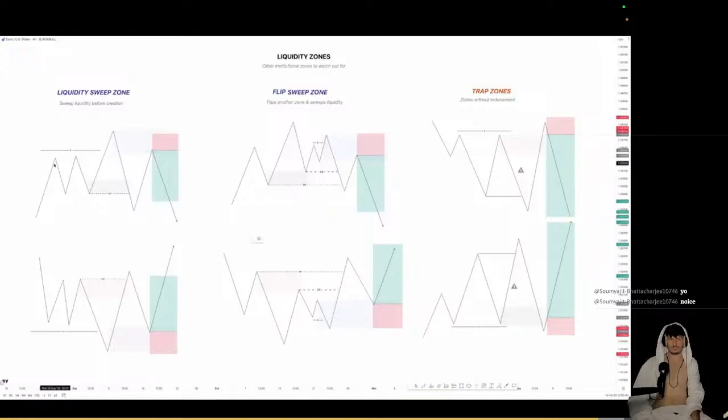Later on you will see that there's a lot of variation of this sweep zone. Sometimes price can do this: price goes up there, sweeps available liquidity, sweeps again, and then price goes out, and then you've got sweep zones right there. Basically, you will learn more about this stuff later.